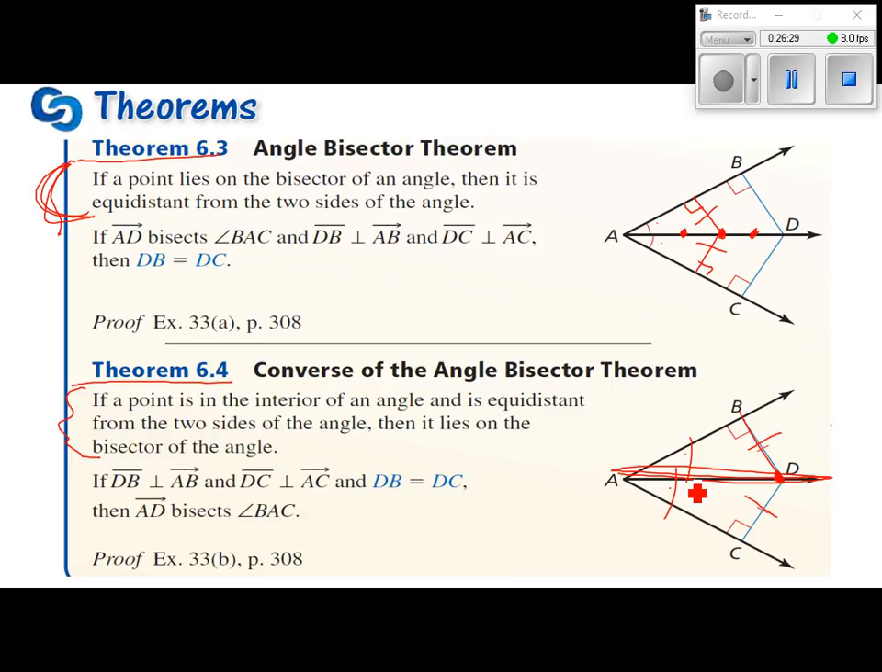Again, just the converse. A lot of people forget that when you write an if-then statement, the first word has to be "if," and the second part of the sentence has to have "then." And when you write the converse, all it does is take the hypothesis and the conclusion and switch them around.